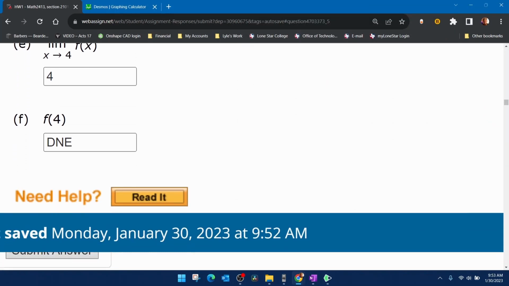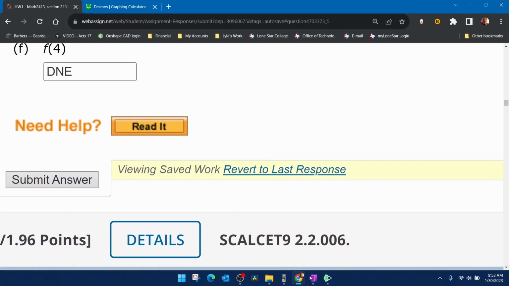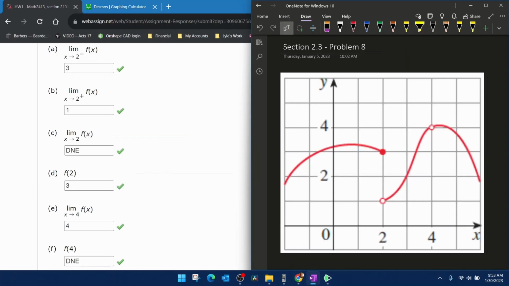And so the last thing we need to do is submit our answers and see how we did. And it appears that we got the green check on all 6 parts. So that's going to do it for this problem.